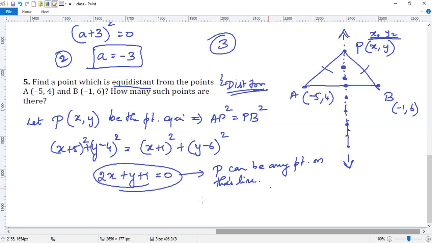So how many equidistant points are there? Infinite, because in a straight line you have got infinite number of points.